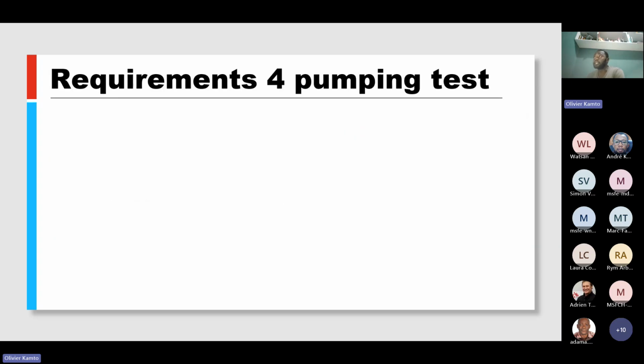Then let's look at the requirements for doing a pumping test. If anyone has done pumping test before, could we list or say in the chat some items we may require to run a pumping test? What do you need for a pumping test? He's asking. So either put it in the chat or open your mic.